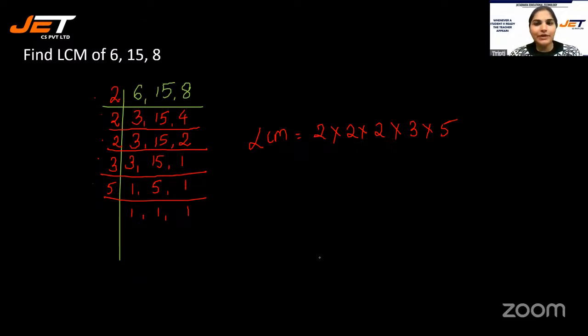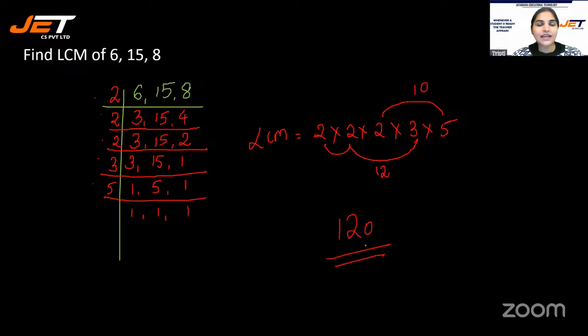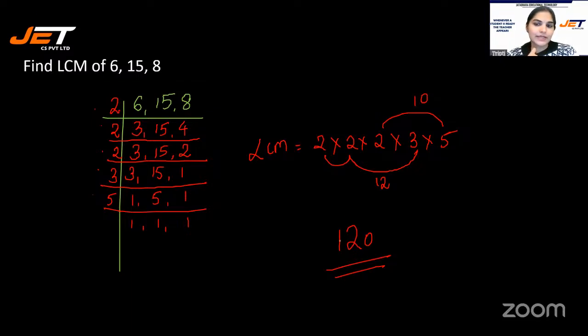So here again you can make pairs. 2 times 5 is 10. 2 times 2 is 4. 4 times 3 is 12. 12 times 10 is 120. That means the LCM of 6, 15, and 8 is 120. Okay? 120.